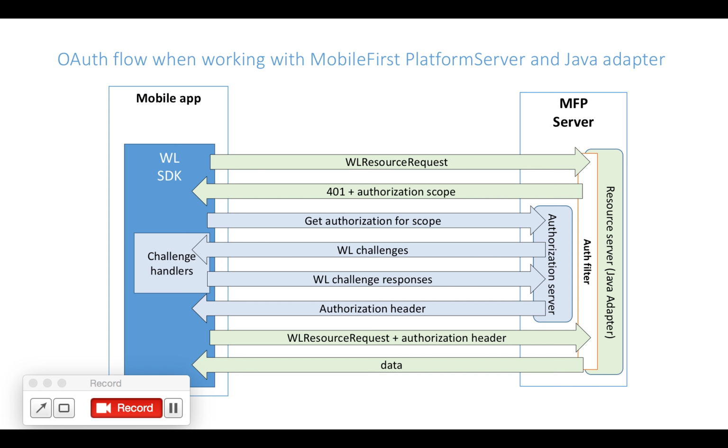The authorization scope is your decision as a developer: how do you want to protect your Java adapter, the whole adapter, or any method of it. As we said, an authorization scope is just a list of realms, just some strings. And the 401 is an HTTP status, meaning that the client needs to authenticate. So the client is not authorized.